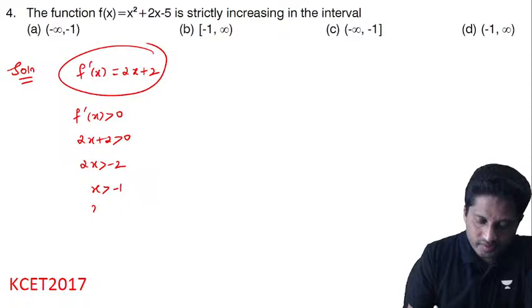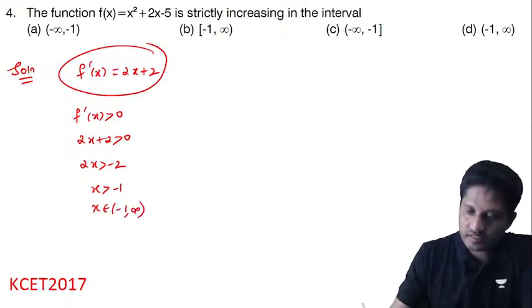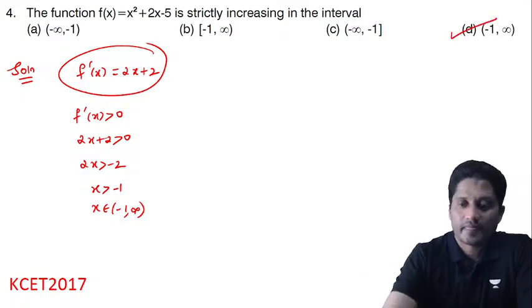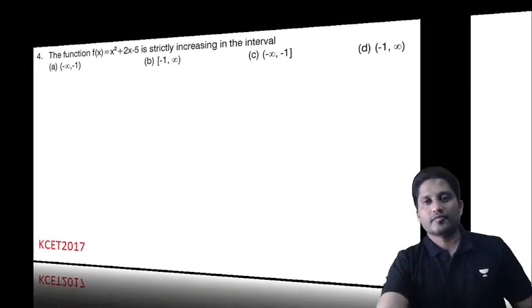Is more than minus 1. X belongs to the open interval minus 1 comma infinity. Answer is option D. Right. Let's move to the next question.